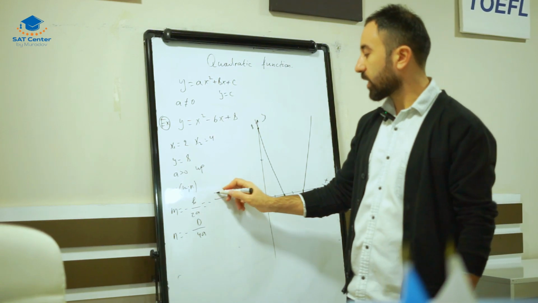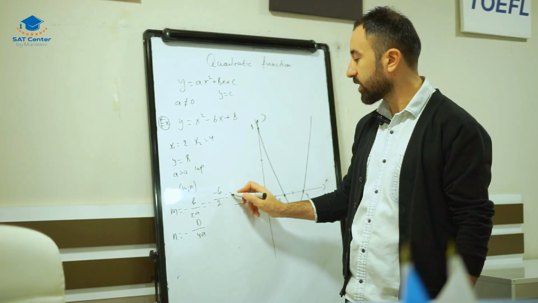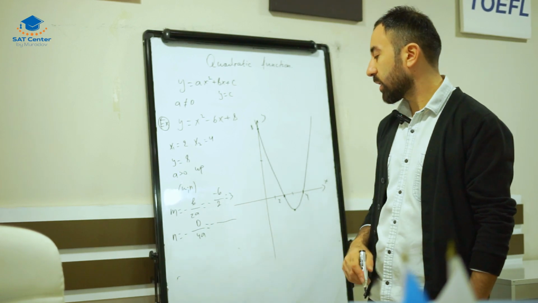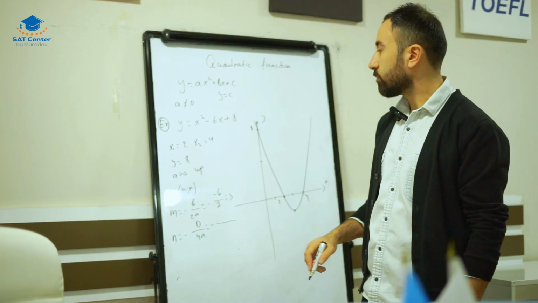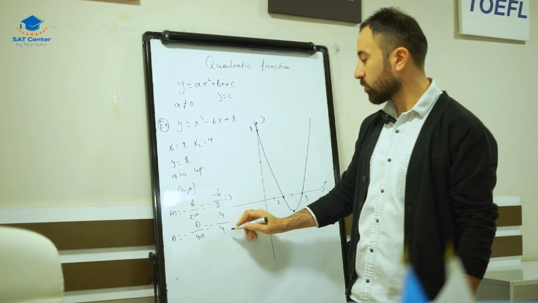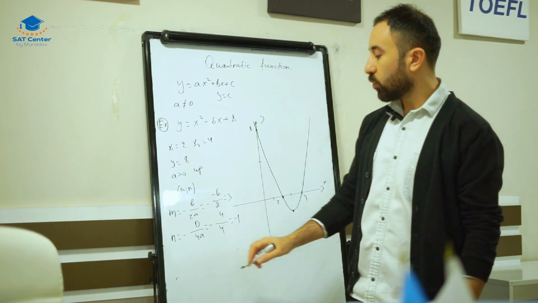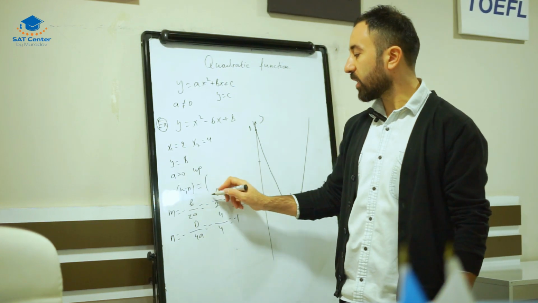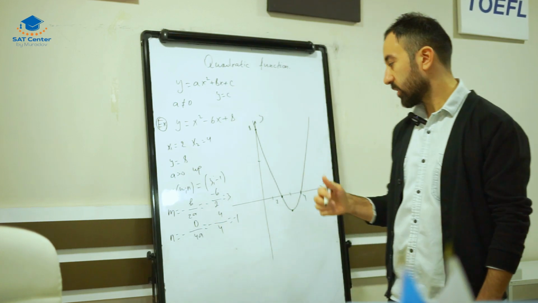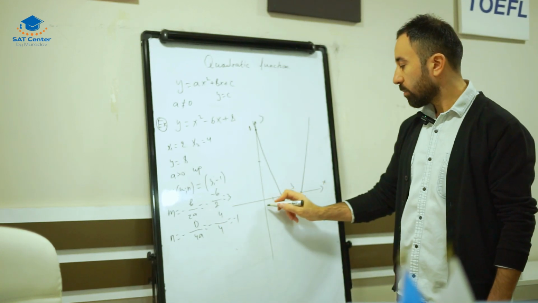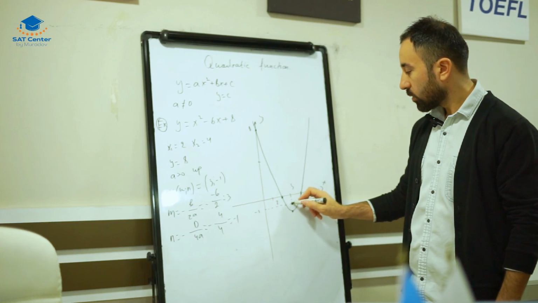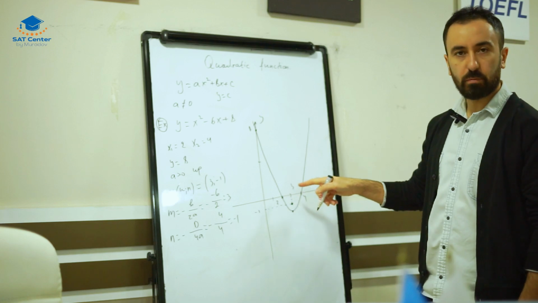b is negative 6, a is 1, so m is 3. The discriminant is negative, 4 divided by 4 times 1, which is 4, so n is negative 1. So, the vertex point coordinates are (3, -1). Let's plot it on the coordinate system. (3, -1). So, this is the parabola's vertex point.